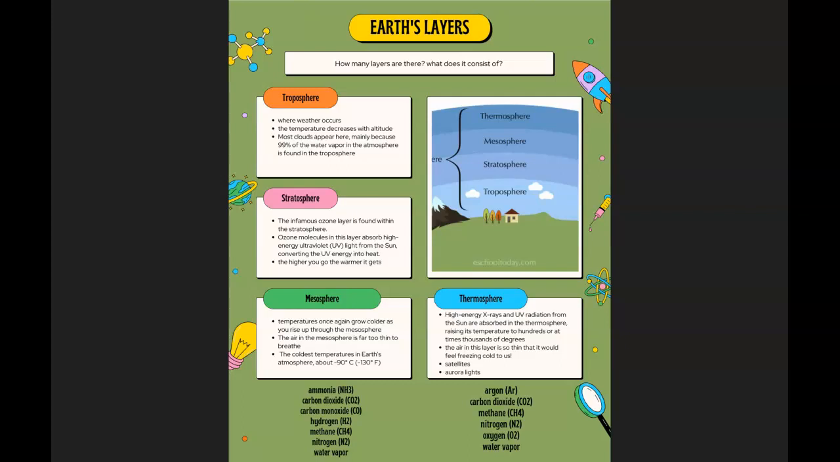So most clouds appear, as we said before, mainly because 99% of the water vapor in the atmosphere is found in this part of the troposphere. It is also where we see planes. That is where we fly right up into the sky.